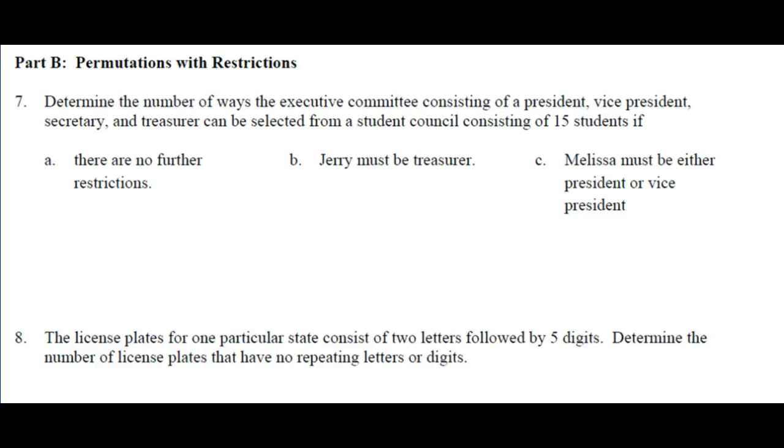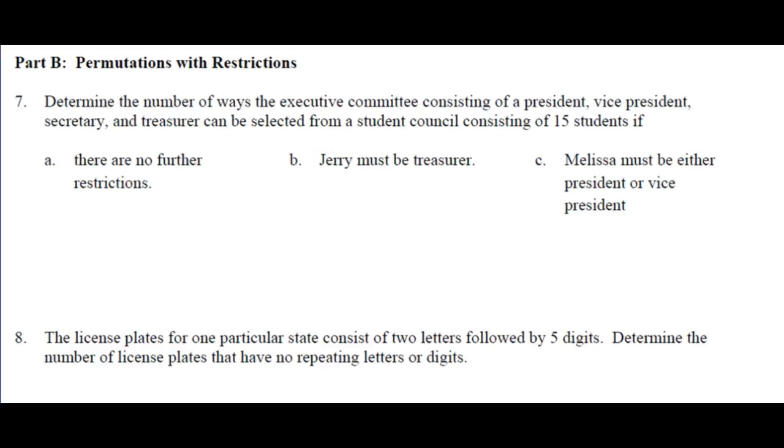Okay, number of ways the executive committee consisting of a president, vice president, secretary, and treasurer could be selected from a student council consisting of 15 students if there are no further restrictions. Okay, so does the order we choose the people matter? Well, they're filling positions, right? So I'm going to say yes, it does. If I was just choosing 4 people to sit on a subcommittee, then no, it doesn't matter what order. In this case, order does.